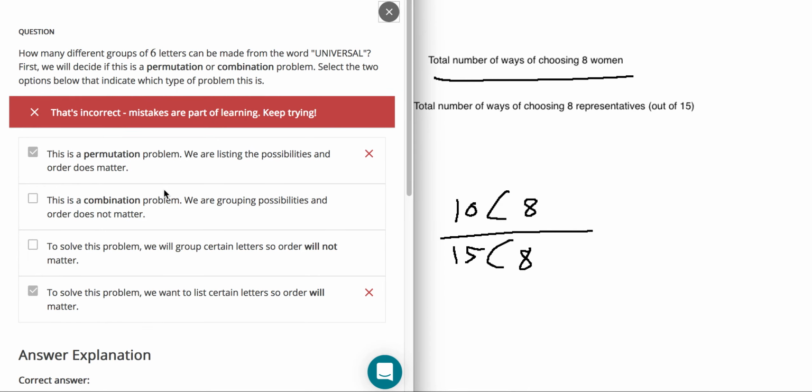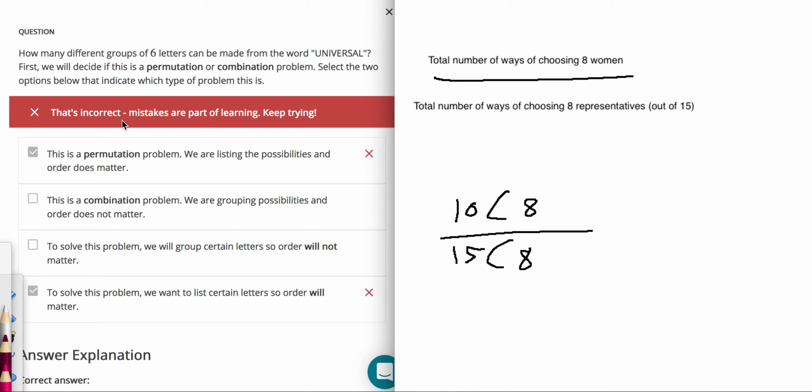Oh, it's saying it's wrong. Okay, hold on. Different groups of 6 letters can be made from the word universal. Oh, okay. So 1, 2, 3, 4, 5, 6. How many different groups of 6 letters? I read it wrong too. This one's saying how many different groups of 6 letters can be made. They're not saying how many different words, which is what I thought and what you might have been thinking too. It's saying how many different groups of letters can be made.